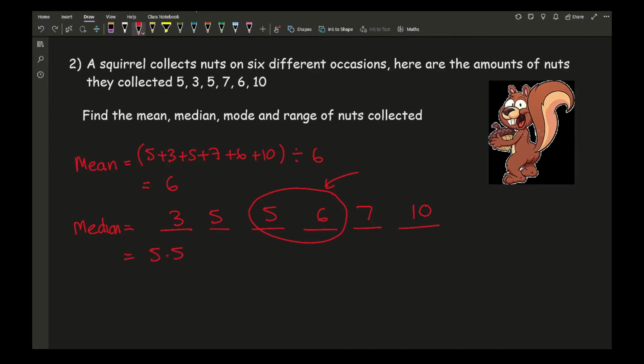Now, if you are doing this in an exam or in a test, then the mean and the median are actually worth 2 marks. You'll get 1 mark for showing evidence that you've added the numbers up correctly and divided by how many numbers you got.